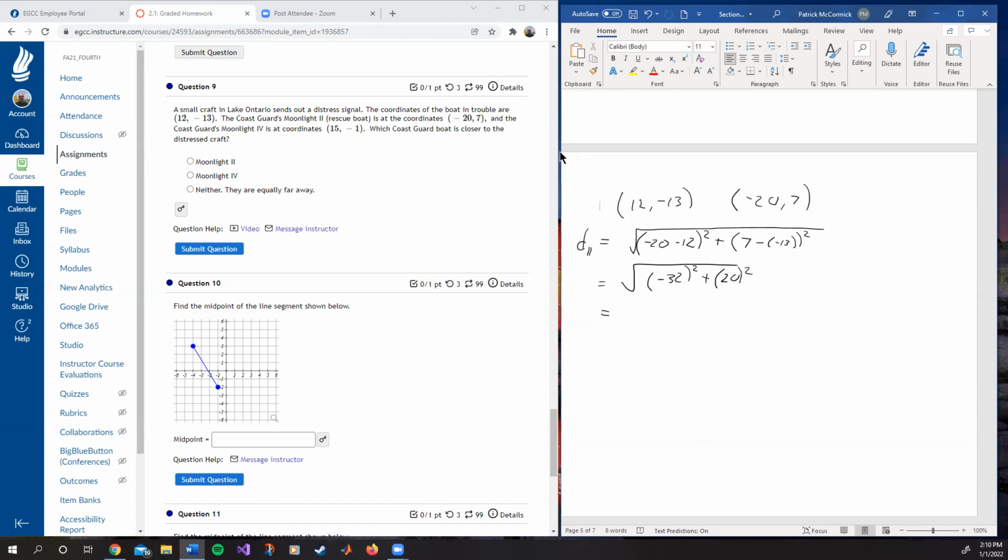All right, so handy dandy calculator. So 32 squared plus 20 squared. So that's the square root. And please use your calculators. 1424, which is approximately, so I'm going to go ahead and do the calculation on this. So the square root, approximately 37.74.